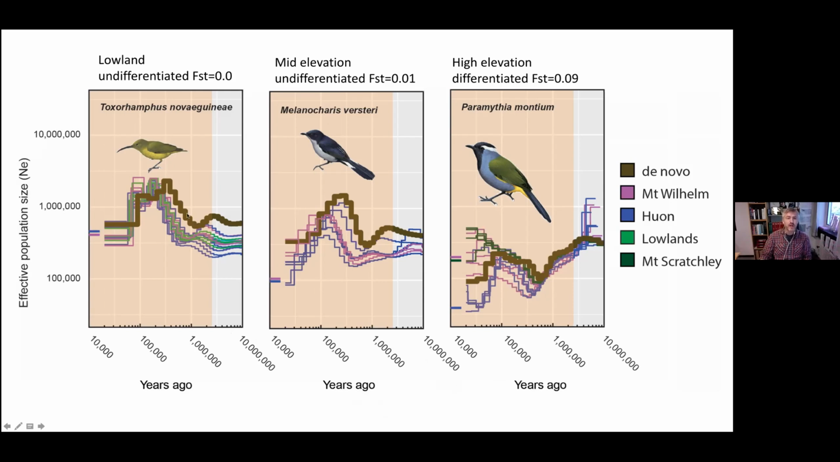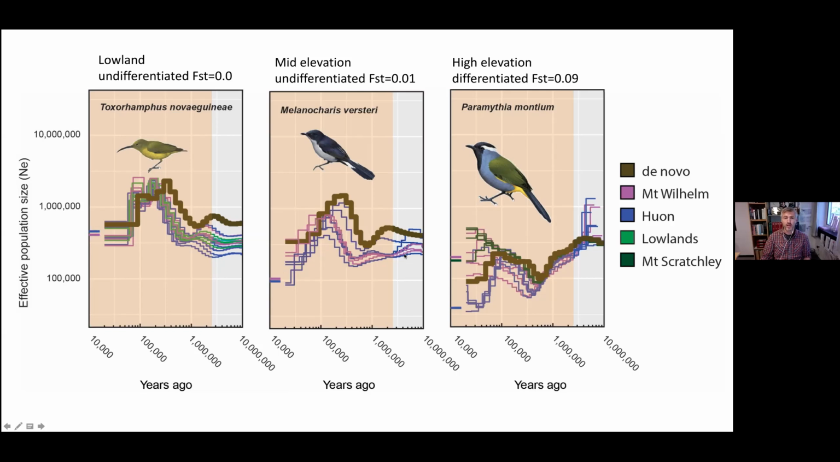The thick brown line here represents the de novo assembled genome. So that is the most reliable of the different curves. But what you can see is that we can break down individuals into the different populations that they were sampled from. So in this case here, blue is Huon, purple is Mount Wilhelm, and green is Wanang, that lowland area in between. And the populations are undifferentiated, and they pretty much follow the same population size trajectories through time. The little lines out here represent another method of calculating effective population sizes, and we're pretty content when we get values that are so similar here.